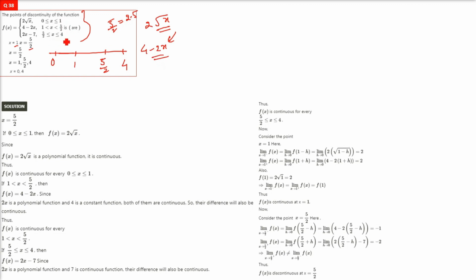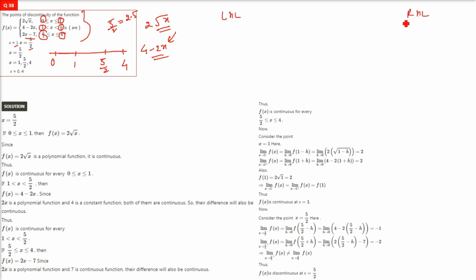Between 5 by 2 and 4, it's 2x minus 7. Again 2x is a polynomial. 7 is a continuous function. So if one is f, one is g, f minus g, that is their difference will also be continuous. But here we don't have to check for 0 and 4 because it is not changing. We don't know about that. But by the question we know that at 1, the point where 1 is there, and 5 by 2, it is changing.